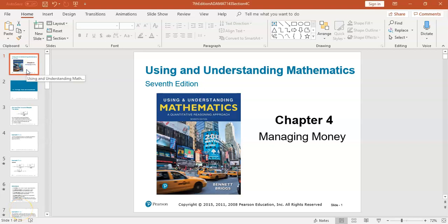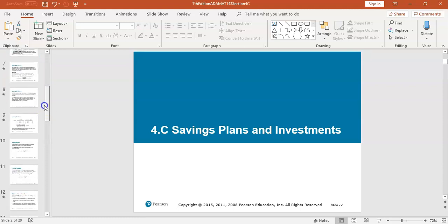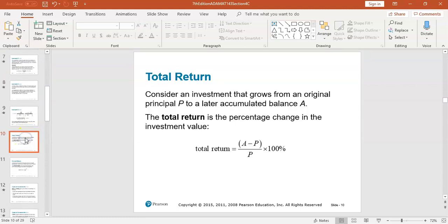Chapter 4, Managing Money. This is Section 4C, Savings Plans and Investments. This is our second video, and so we'll look at investments in this video. Savings plan is covered in the previous video. There are a couple of different types of investments that you can make. We're going to specifically look at mutual funds, bonds, and stocks.